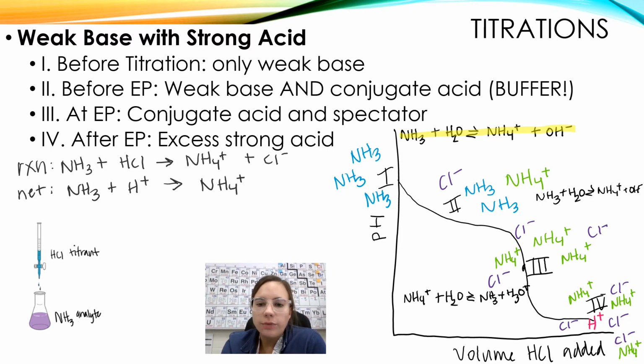Before we get to our equivalence point, we have both the weak base and its conjugate, so we still have that same equilibrium, but like before, we now have a significant amount of both, so we've got a buffer on our hands. At the equivalence point, we just have the conjugate acid with its spectator ion, which isn't going to do anything. And so we have that weak acid equilibrium. And then past the equivalence point, we still do have that weak acid ammonium, but we now have excess hydronium, which is much, much stronger, and that's going to take over and control the pH.